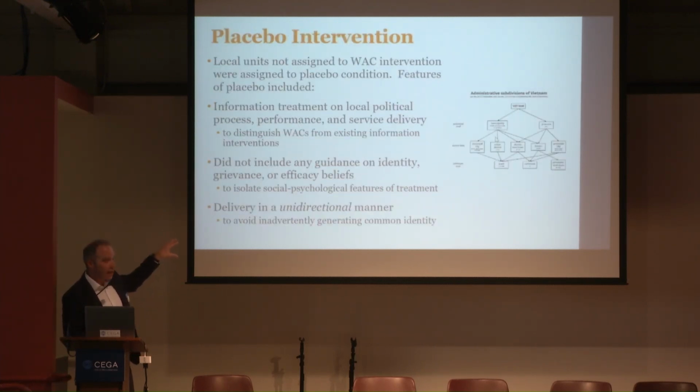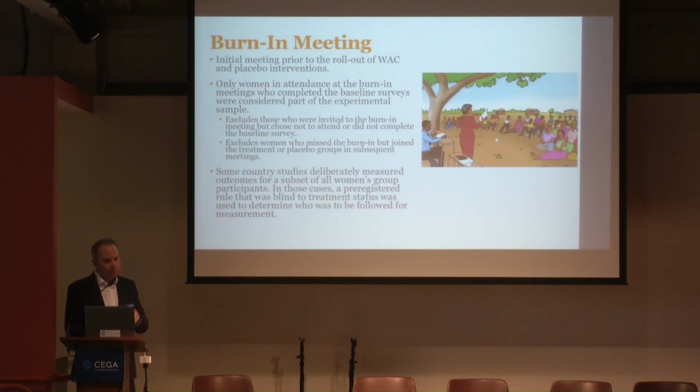So the randomization was done at the village level. In control villages, there was a treatment that wasn't facilitated in this way. It was a placebo treatment that was just an information treatment about how things worked in the village and who you would interact with, but it was unidirectional, specifically because we were trying not to create those same notions of group identity and efficacy. So the experiment starts with a burn-in meeting.